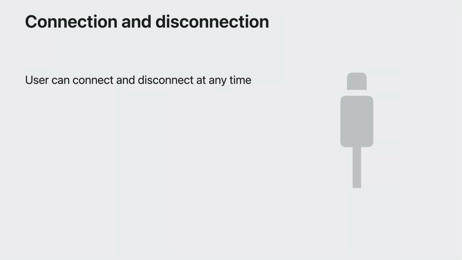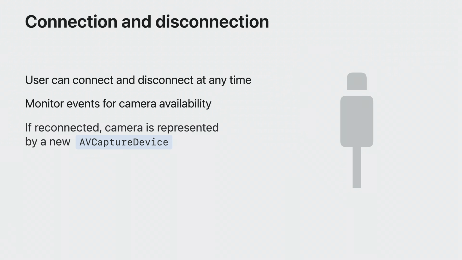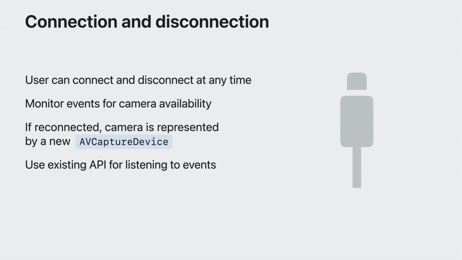External cameras require special care because, unlike built-in ones, the user can connect and disconnect them from the iPad at any time. Your app can monitor these events to know when a camera has become available or can no longer be used. If the same physical device is reconnected, it will be represented using a new instance of AV Capture device. There is an existing API your app can use to listen for connection and disconnection events.